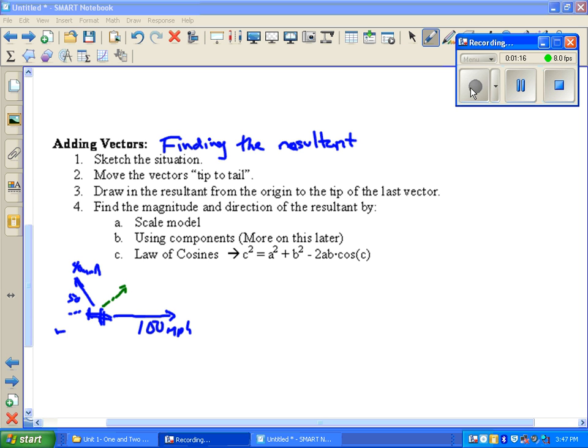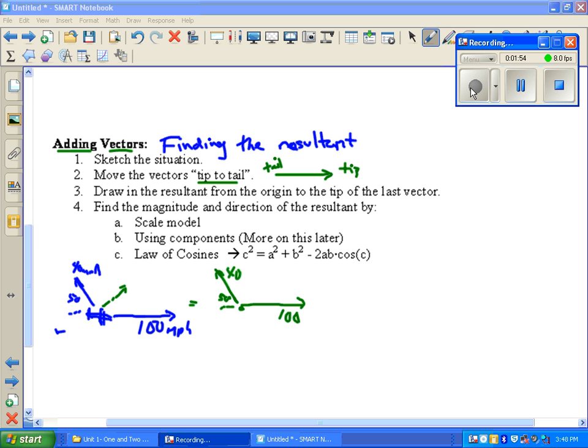And in order to do that, we add the vectors, okay? And in order to do so, we sketch the situation like we did here. Now, the next step says move the vectors tip to tail. If I was to draw a vector, the pointy end is its tip, and the back end of it is its tail. And if I look at my two vectors here, I'm going to redraw them, so I don't have to draw the plane. I'm just going to draw the two vectors. I have 100 this way. I have 40 this way. And I have an angle of 50 degrees over here.